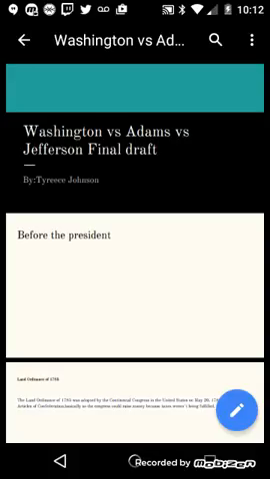Washington versus Adams versus Jefferson, final draft. Land Ordinance of 1785. The Land Ordinance of 1785 was adopted by the Continental Congress of the United States on May the 20th under the Articles of Confederation. Basically, the Congress could raise money because taxes weren't being fulfilled. After the Revolutionary War, they needed some money, and they had to do what they had to do. All right, next slide.